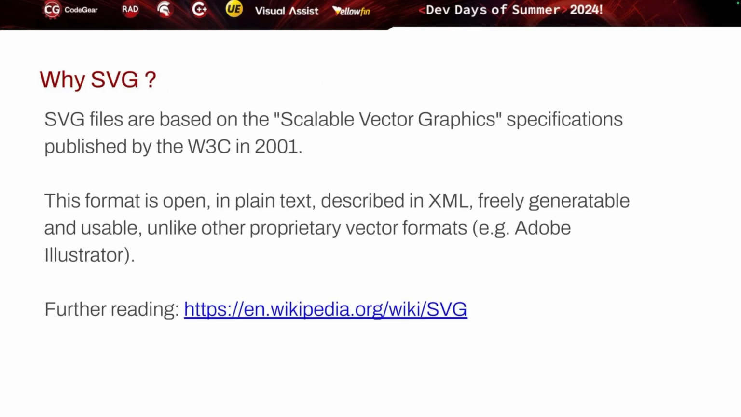Why SVG? SVG files are based on the Scalable Vector Graphics specifications published by the W3C in 2001. This format is open, in plain text, described in XML, freely generatable and usable, unlike other proprietary formats like Adobe Illustrator. You have a link to Wikipedia at the bottom of the page to see what SVG is and how to use it.